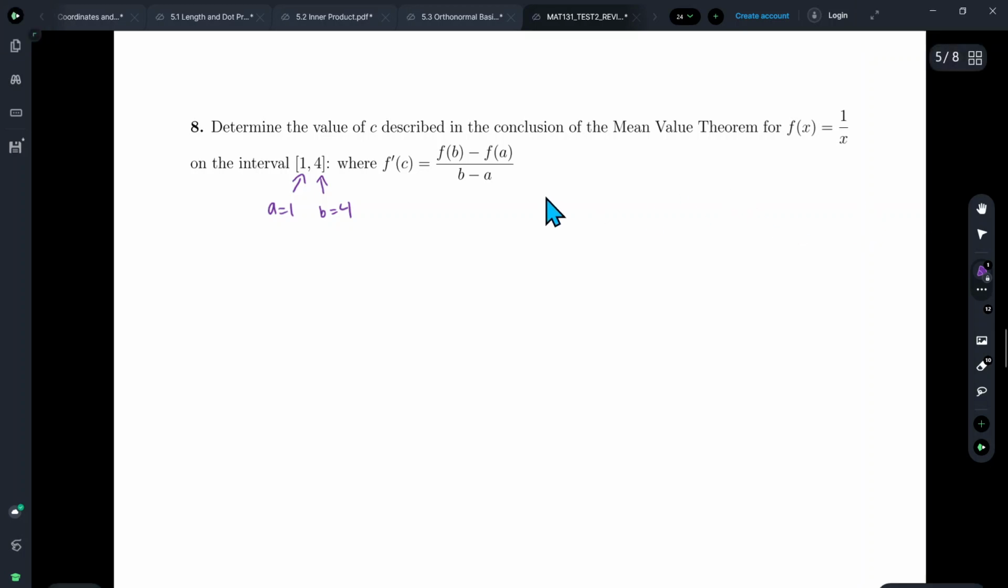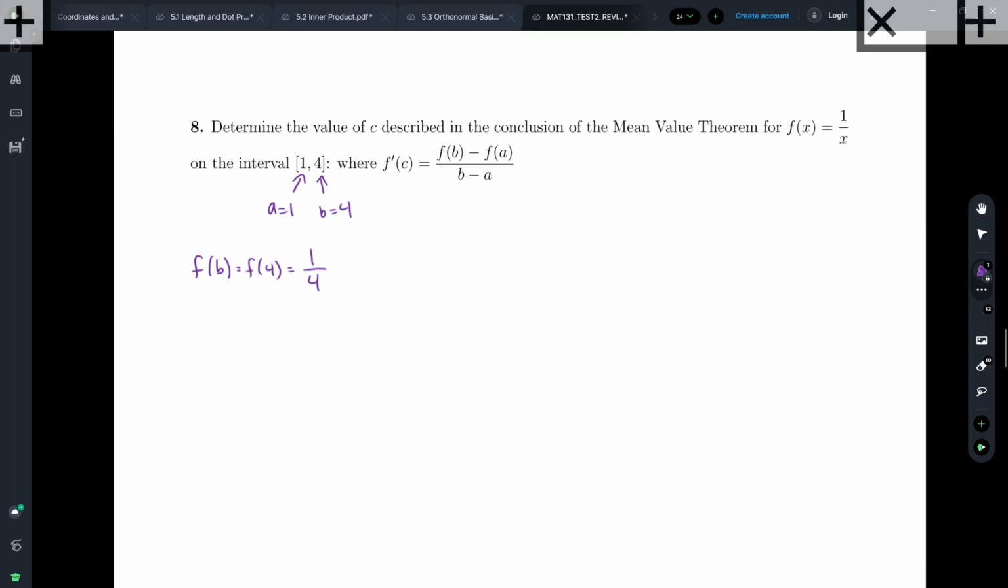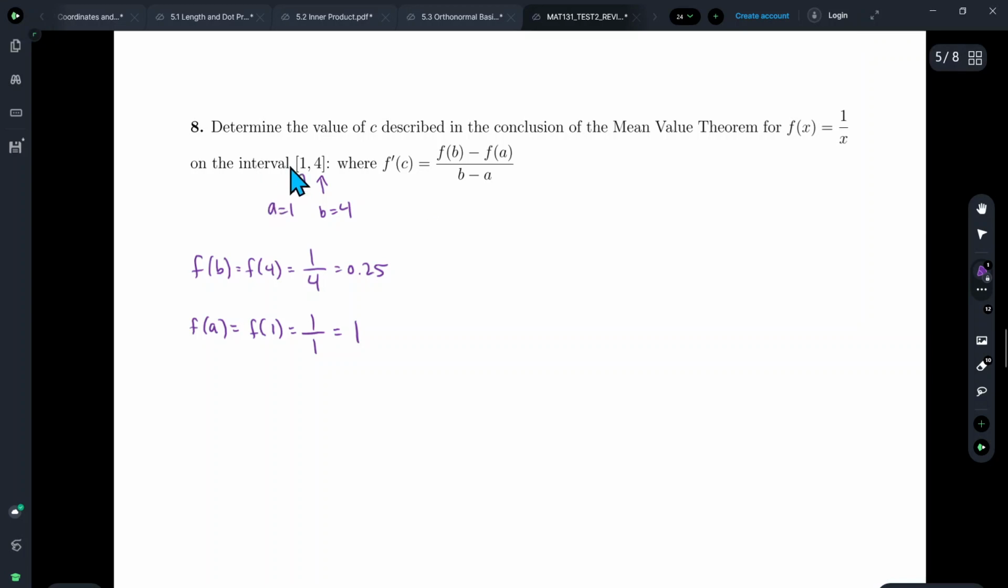Okay, so what we want to do for this problem is to calculate the right hand side first, right? So we have to calculate the individual function values. So let's do it on the side here. So f of b, so b is 4, right? So you have f of 4. So that means I just plug it into the function, so 1 over 4, which is 0.25. And what is f of a? So a was 1, right? So I plug in 1 into the function. So this is just equal to 1. And then b is 4, and then a is 1.